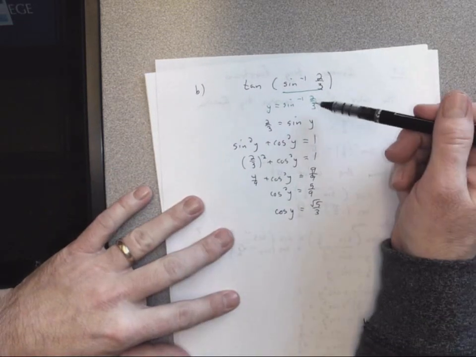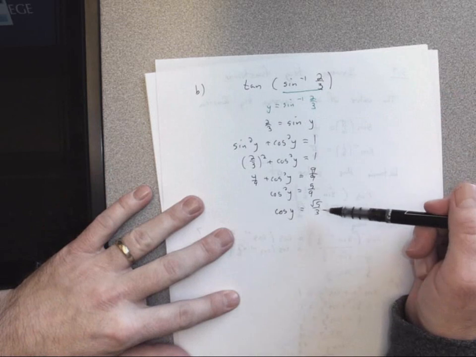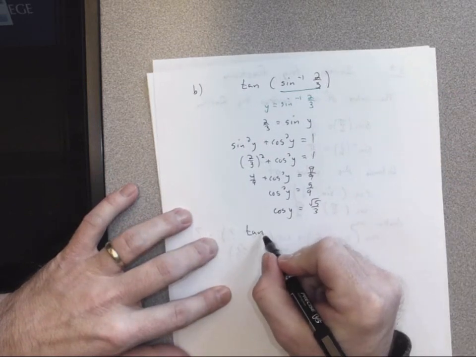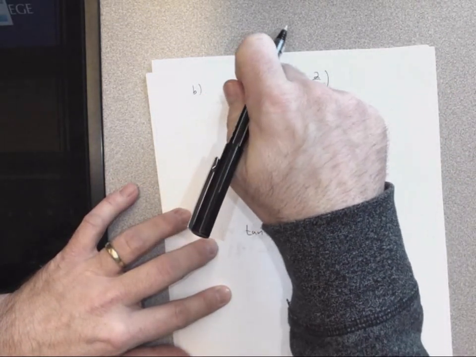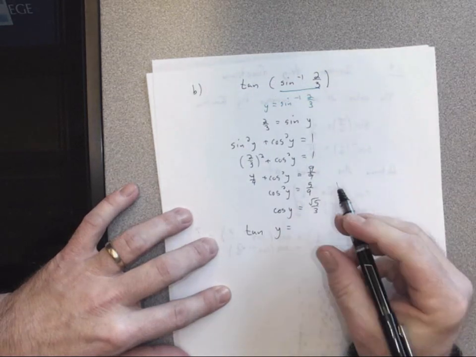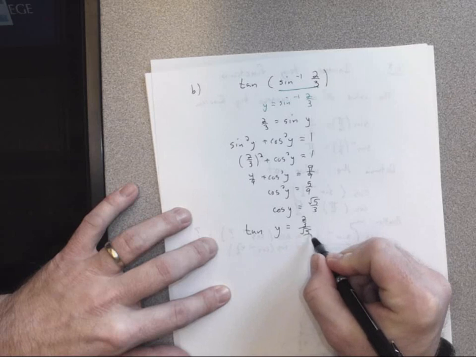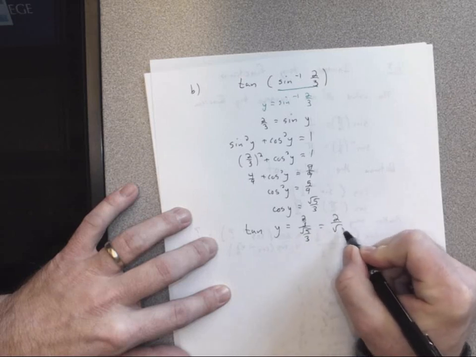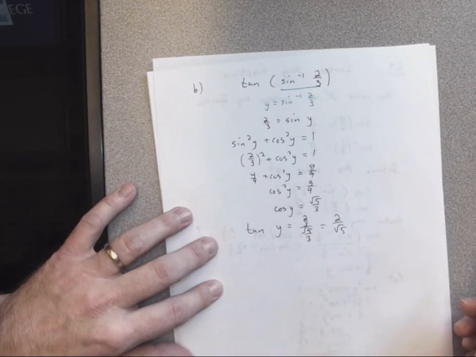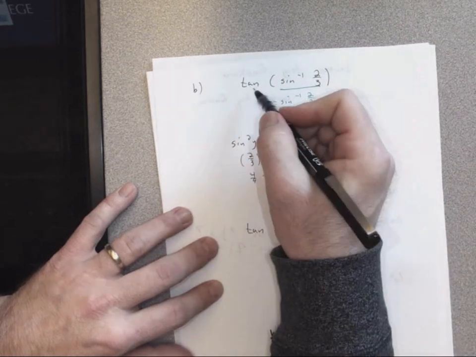Now what's nice is I know the sine of y and I know the cosine of y, therefore I know the tangent of y. As soon as you have this expression, the tangent of y, this is your answer. So the tangent of y is going to be the sine over the cosine. So 2/3 all over √5 over 3. So this is 2 over √5. So there's our answer. We have the tangent of y.